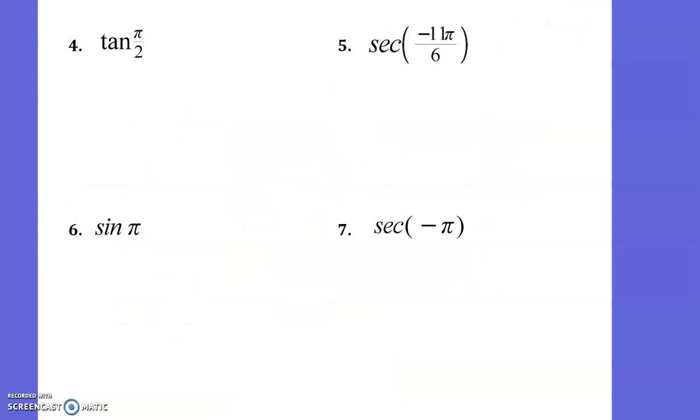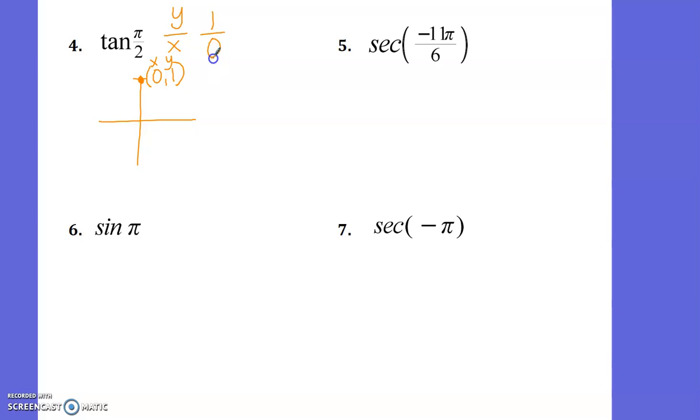Okay, so for number 4, tan of pi over 2. This is a quadrantal angle. This will fall right here, and that ordered pair is 0, 1. So if we were to travel to this point, we don't travel at all along the x, and we go up 1 for the y. With quadrantal, for tangent, we're using y over x. So this is my x, that's my y, so y over x.